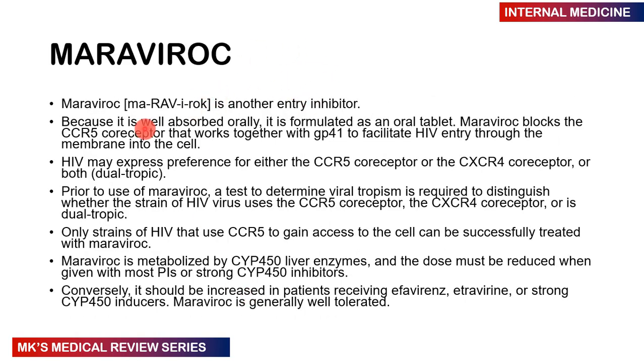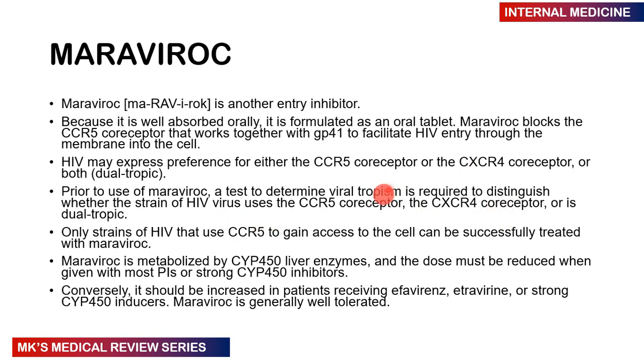This is well absorbed orally. It is formulated as an oral tablet. Maraviroc blocks the CCR5 co-receptor that works together with gp41 to facilitate entry of the HIV into the host cells. HIV expresses either the CCR5 receptor or the CXCR4 receptor, or sometimes it can express both. So prior to the use of maraviroc, a test to determine the viral tropism is required to distinguish whether this person has a strain that uses the CCR5 receptor, the CXCR4 receptor, or both. Only the strain that uses CCR5 can be successfully treated with maraviroc.